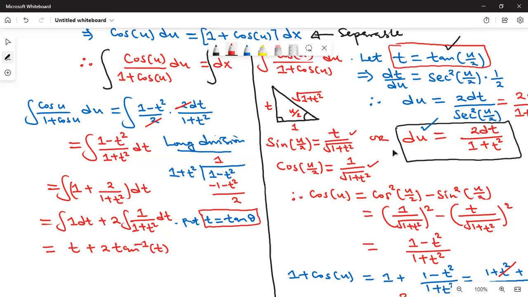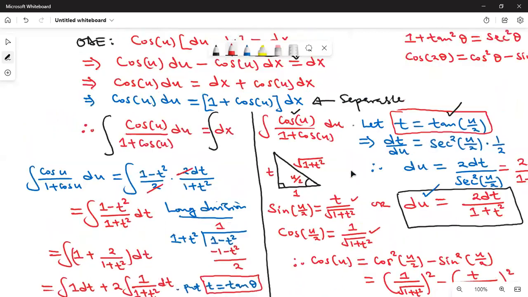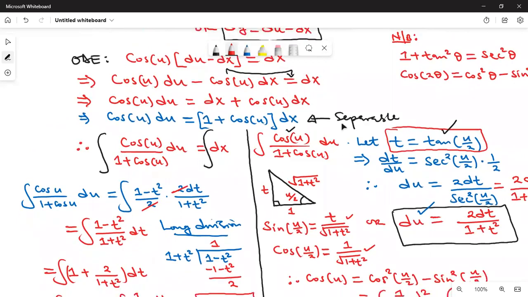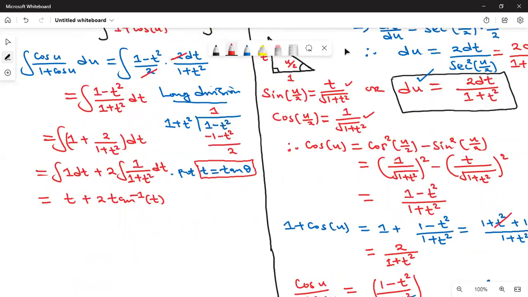Now, we need to replace t because we are integrating a function of u. So replace t by tan u over 2. So here, put t equals tan u over 2. That's back substitution, that's what we are doing. t equals tan u over 2. Back substitution.